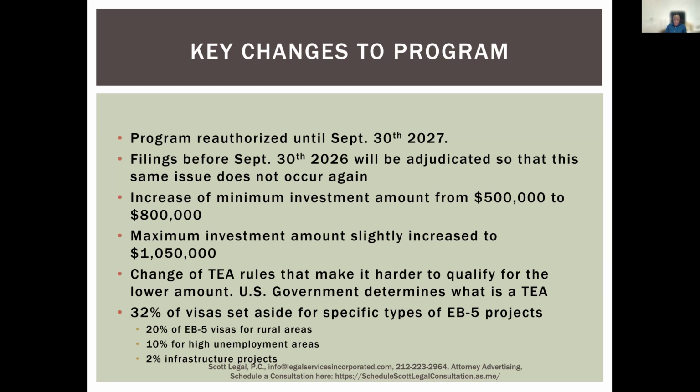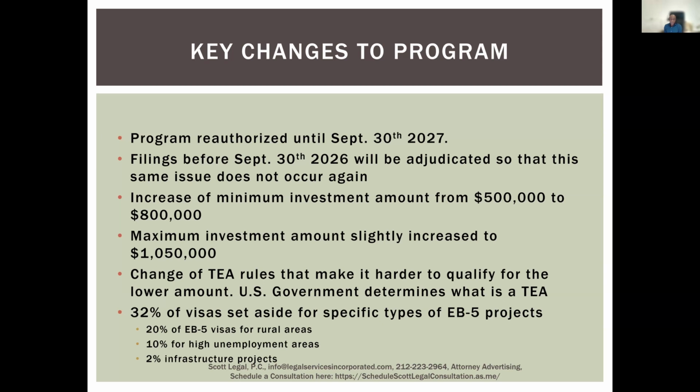So the regional center program needs to be reauthorized by Congress. The direct program does not. But there was a big issue a couple of years ago where it didn't get authorized, and everyone was really in limbo. So it was a big problem. So this time they reauthorized the program until 2027 and said that anything filed before September 30th, 2026 would be adjudicated. So this issue didn't happen again.